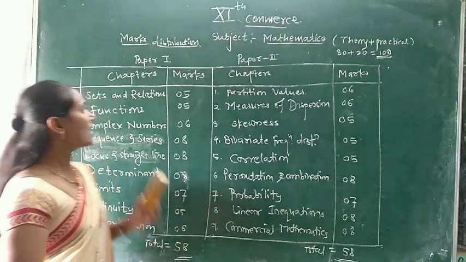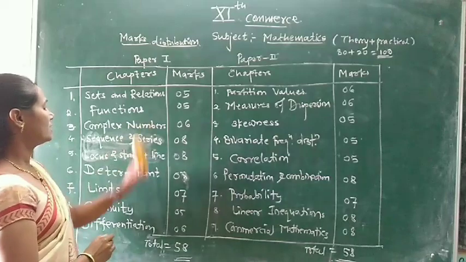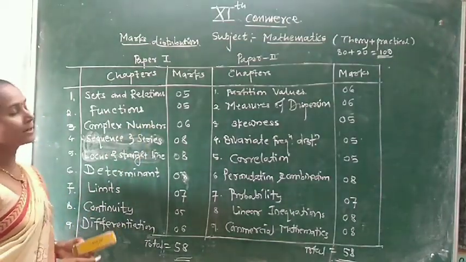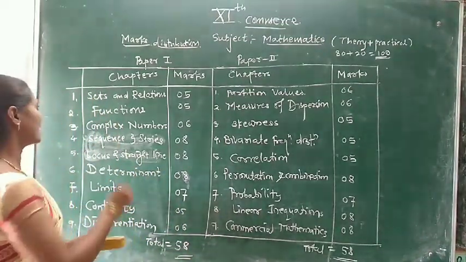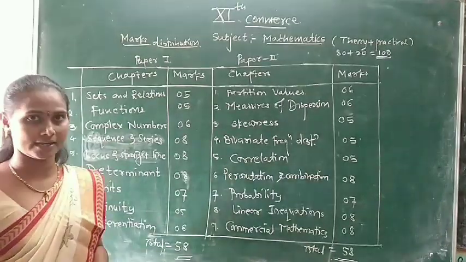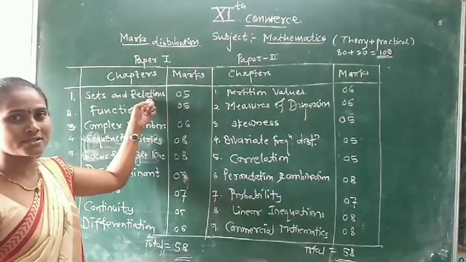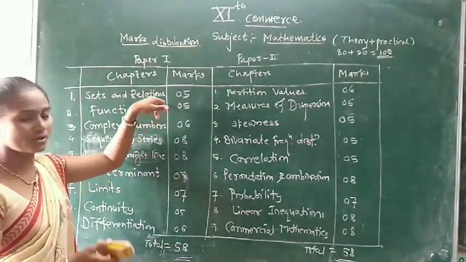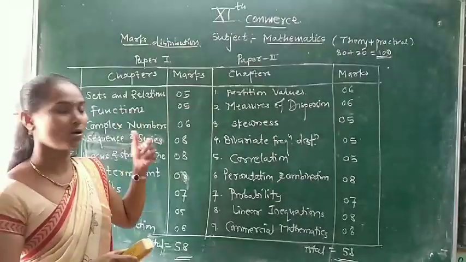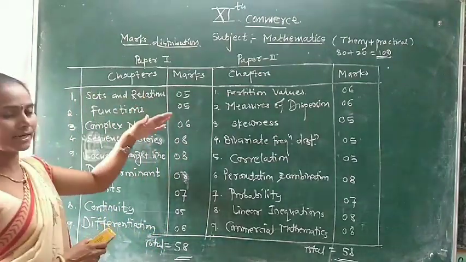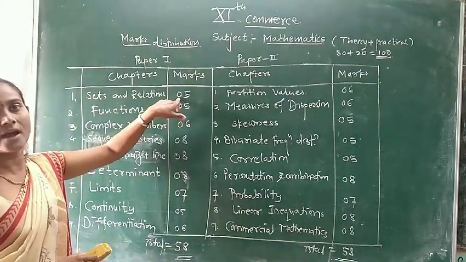So first we see the marks distribution of each and every paper, how many marks will be allotted to every chapter. Let us see paper first first. Which chapters do we have to study in paper first? Our first chapter is sets and relation. All of you are familiar with the word set. Relation is a new word, but it is also very easy. We already know the set, and when we start the chapter sets and relation, we will see this in detail. This chapter has 5 marks.